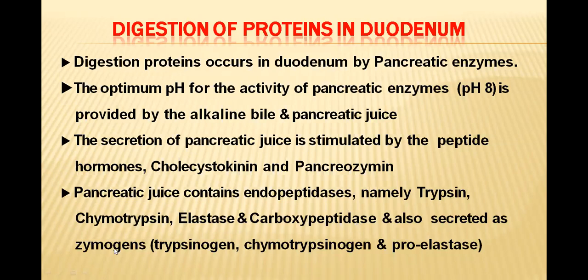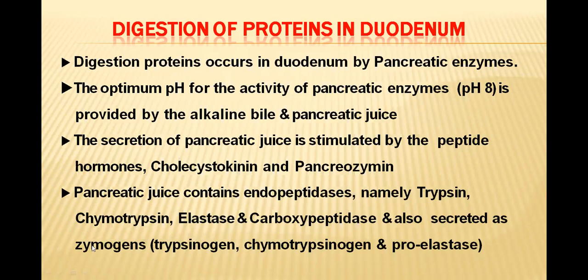So zymogens are inactive enzymes of the pancreas. And these zymogens will be converted into active endopeptidases. The release of this pancreatic juice will be triggered by two special hormones called cholecystokinin and pancreozymin. So these two hormones act on the pancreas to release the pancreatic juice. With the help of these two hormones only, pancreatic juice will be released into the duodenum.